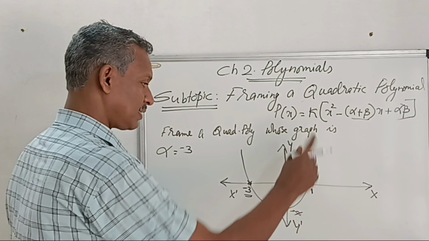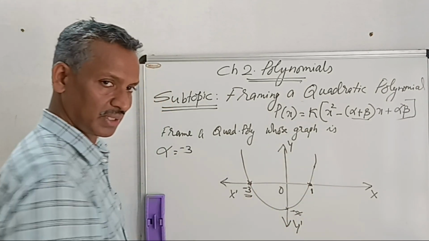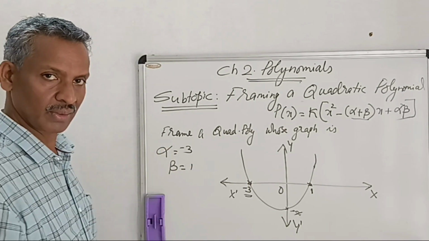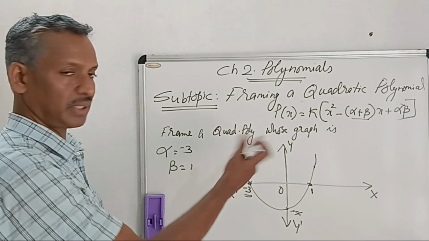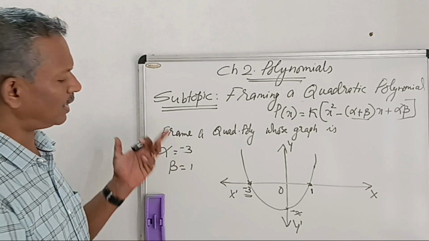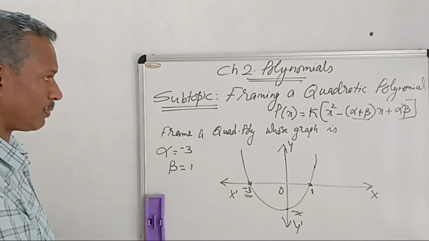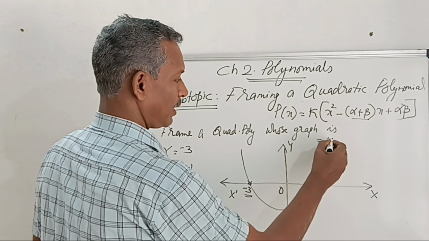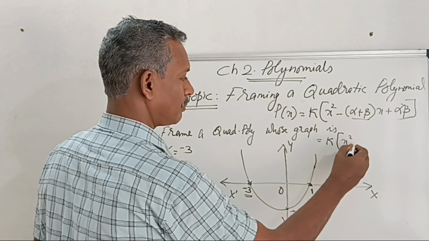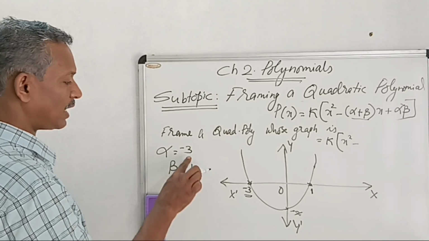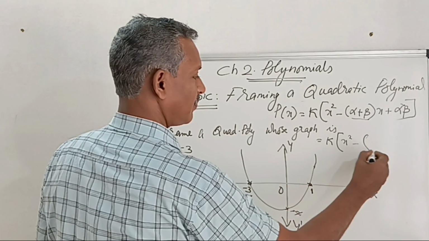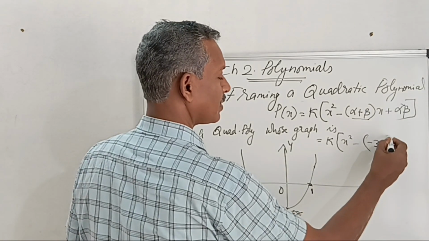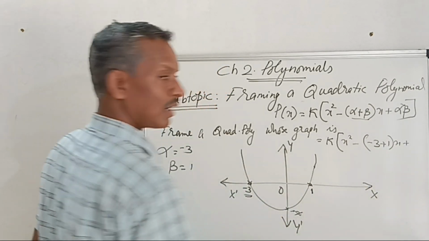Where this graph is intersecting with the x-axis, one more place it is intersecting, so beta is 1. Okay, alpha is -3, beta is 1. You can also take alpha is 1 and beta is -3, interchange is also possible. Then we can make the quadratic polynomial using this formula, k into x square minus alpha plus beta. Alpha is -3, you can write within bracket -3 plus beta is 1 into x plus alpha into beta.